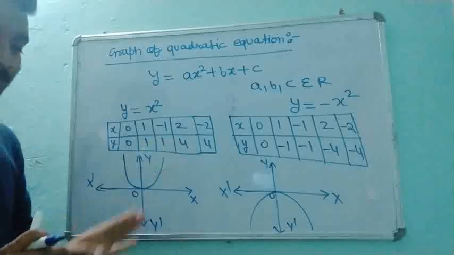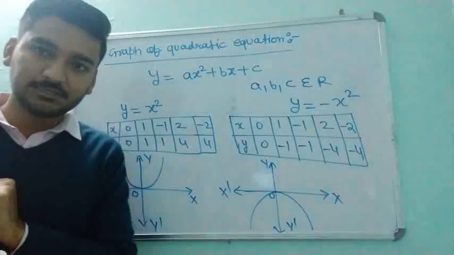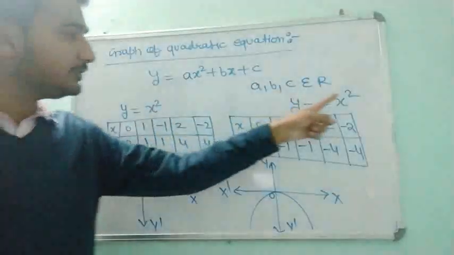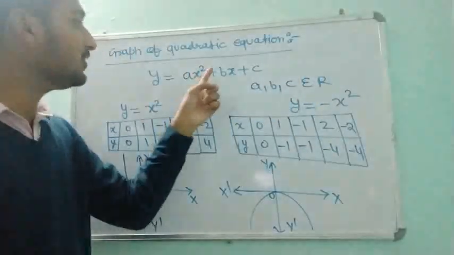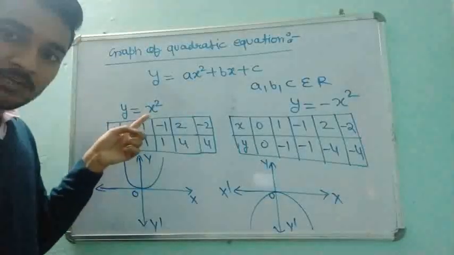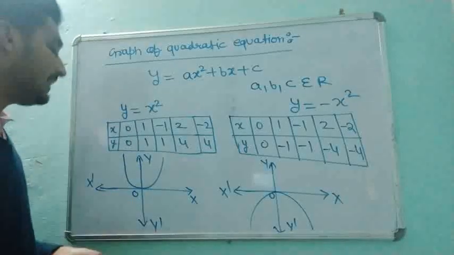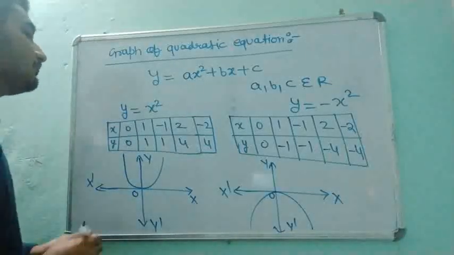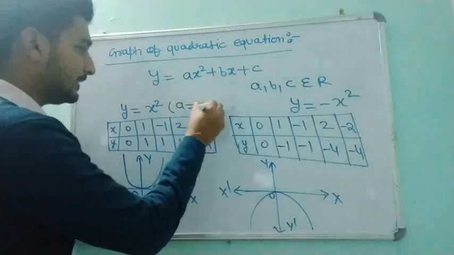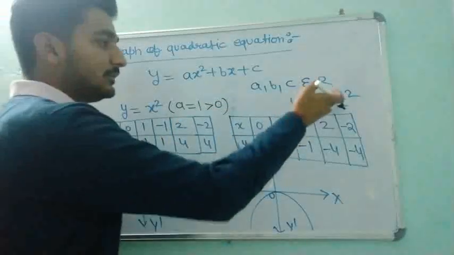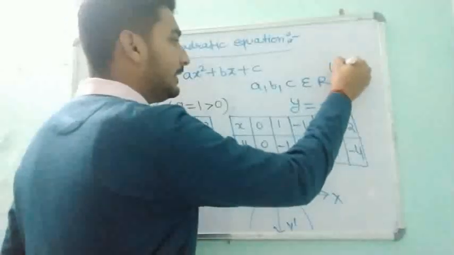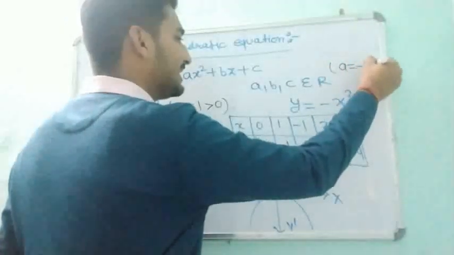From these two examples, we can conclude one thing very clearly. Here the coefficient of x square is 1. Here the coefficient of x square is minus 1. In the standard quadratic equation, the coefficient of x square is a. So we can say in this example, the coefficient of x square, a, is equal to 1, and this is greater than 0. Similarly for this, the coefficient of x square, a, is minus 1, that is less than 0.